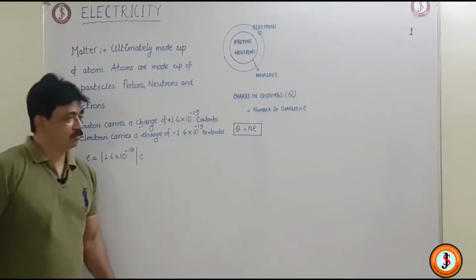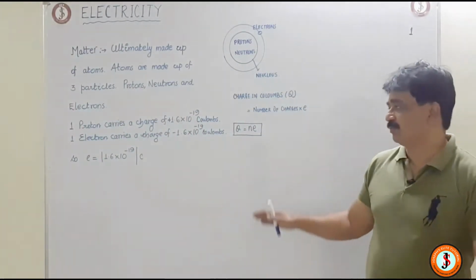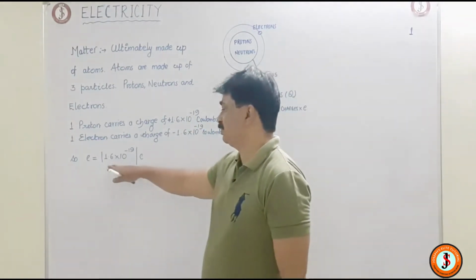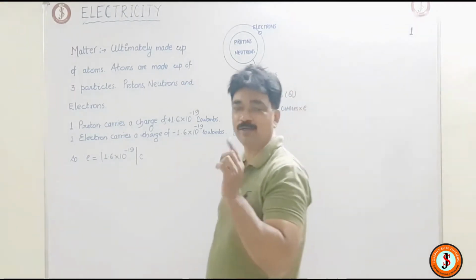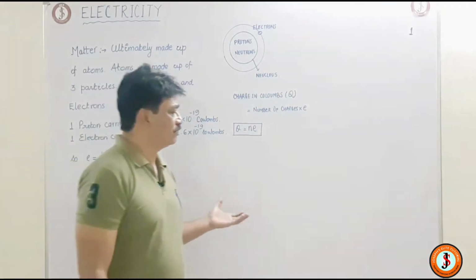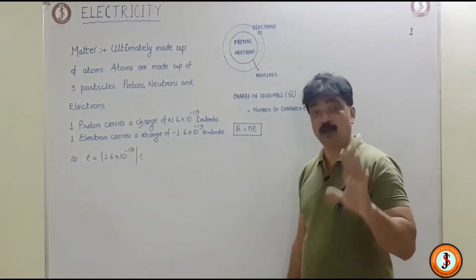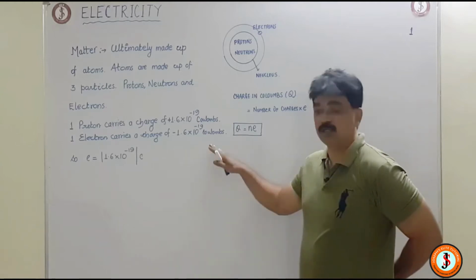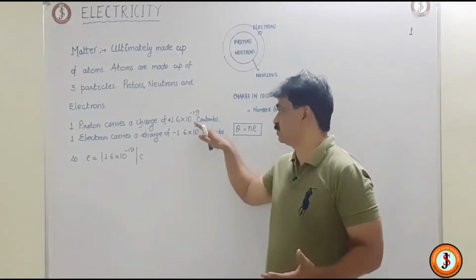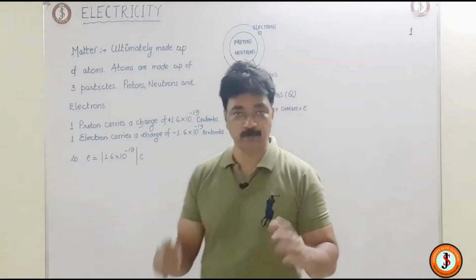So first and foremost, there is a small numerical part we have to understand. If I ask what is the charge on 10 electrons, it is 10 into this, and then finally you place a minus because electrons are negatively charged. If I ask what is the charge on 100 protons, then you will say 100 into 1.6 into 10 to the power minus 19 coulombs, and at the front you will put a plus sign.